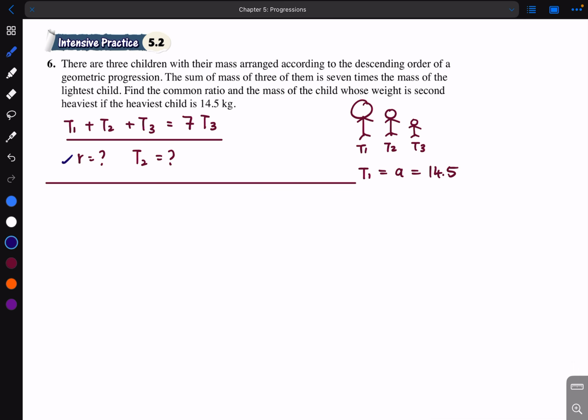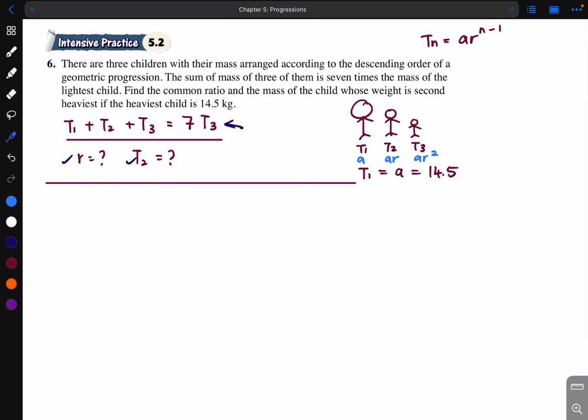Our whole idea is to find R and T2. Maybe we might use the help of this. For a geometric progression, Tn is A R to the n minus 1. This is the formula. T1 is actually just A. T2 would be AR. T3 would be AR square. T4 would be AR cube, and so on. So this might come in handy when we want to do the sum.